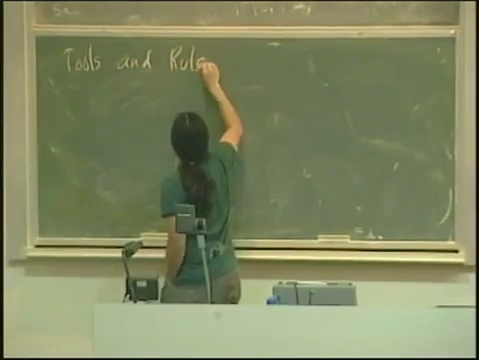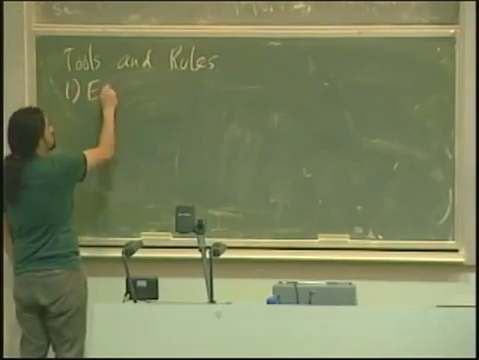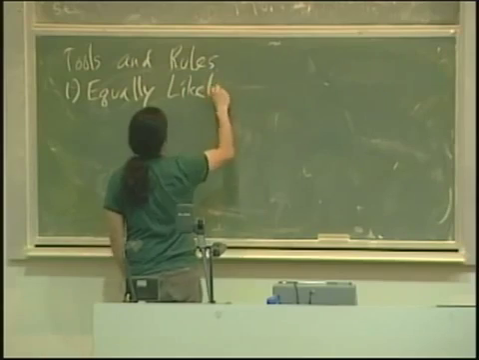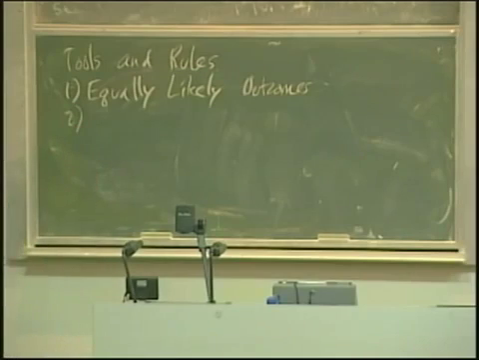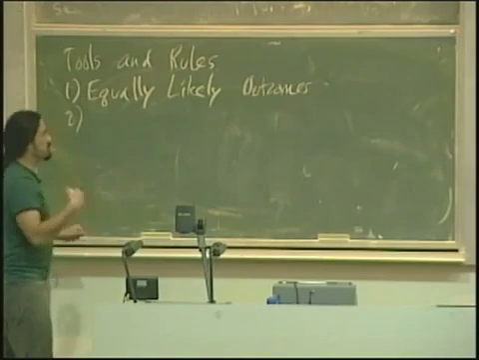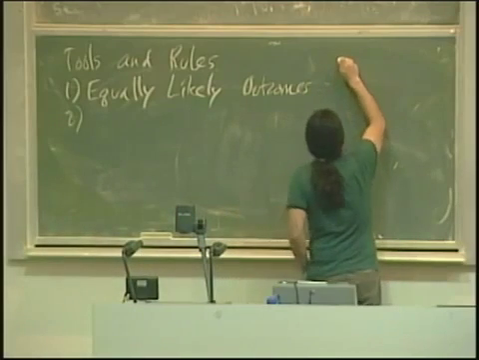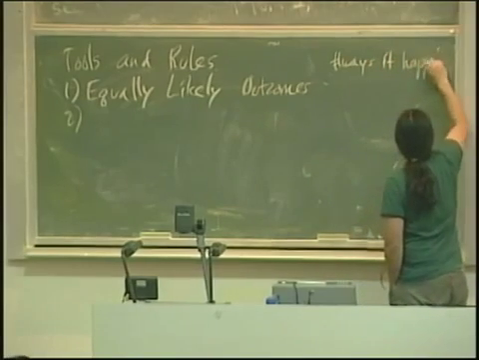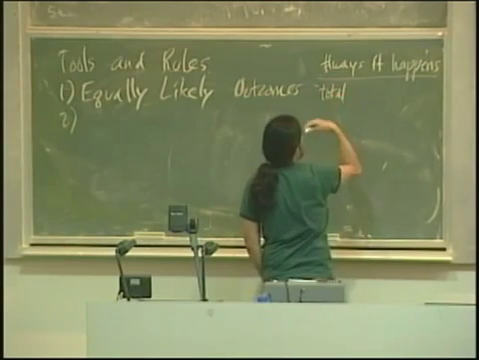I'm just going to write down briefly what the tools and rules are that we've done. So these are just kind of ways that you might solve probability problems. So the first is equally likely outcomes. If all the outcomes are equally likely, you can just count number of ways something happens divided by the total number of possible outcomes. So number of ways an event happens divided by total number of possible outcomes. That's a way of solving a probability problem.